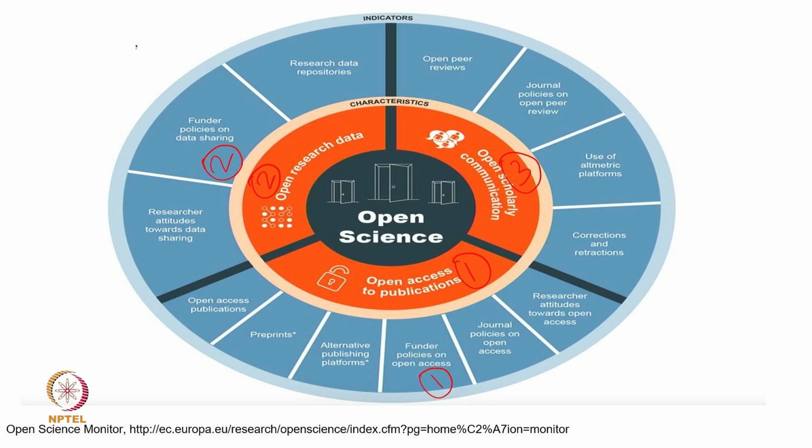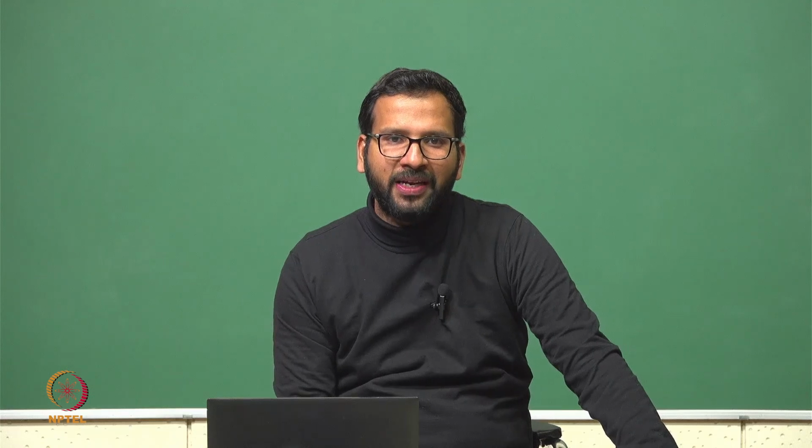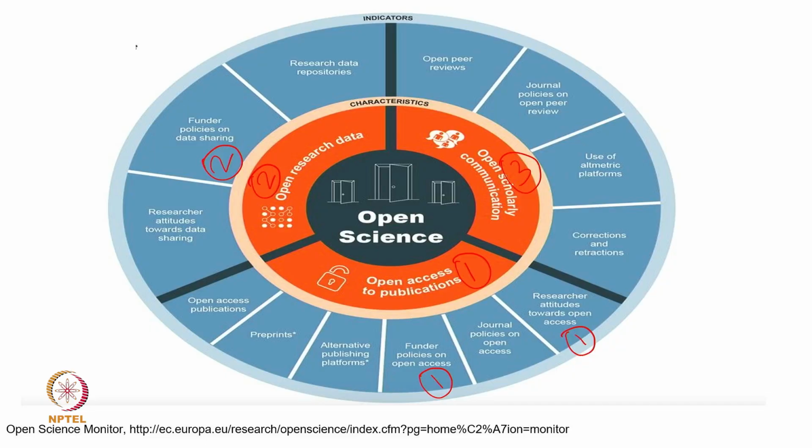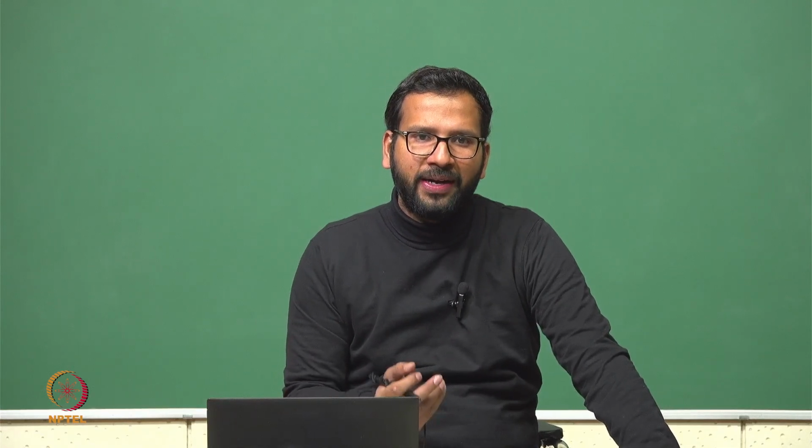What it means is how the funding agency promotes open access publication and sharing of research data. Second is the journal policies on open access and the journal policies on open peer review. How journals take open access publication and open up the peer review process. Okay. So we will discuss each of these components in detail.